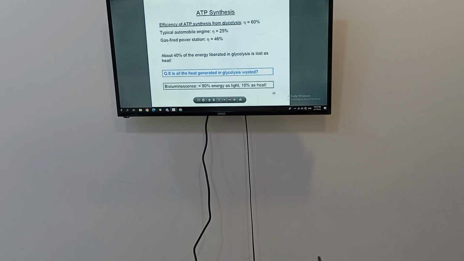We have here bioluminescence, which gives us approximately the energy as light and 10% heat, so its percentages differ from the percentages of the energy liberated in vital processes in general. As we said earlier, we see bioluminescence as energy of light. Usually you see these neon colors, which we see at night.